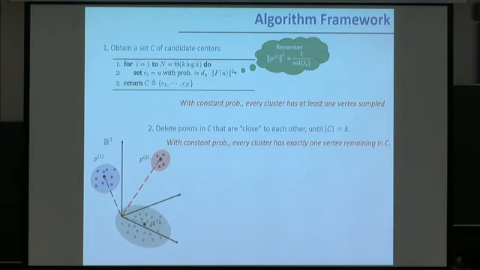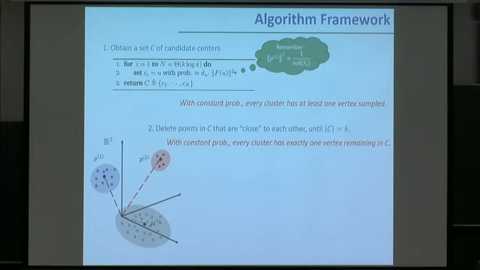So the second step, we just delete the points in the sample set which are far from each other until there's exactly k vertices left. We can prove that with constant probability, every cluster has exactly one vertex remaining in this sample set.